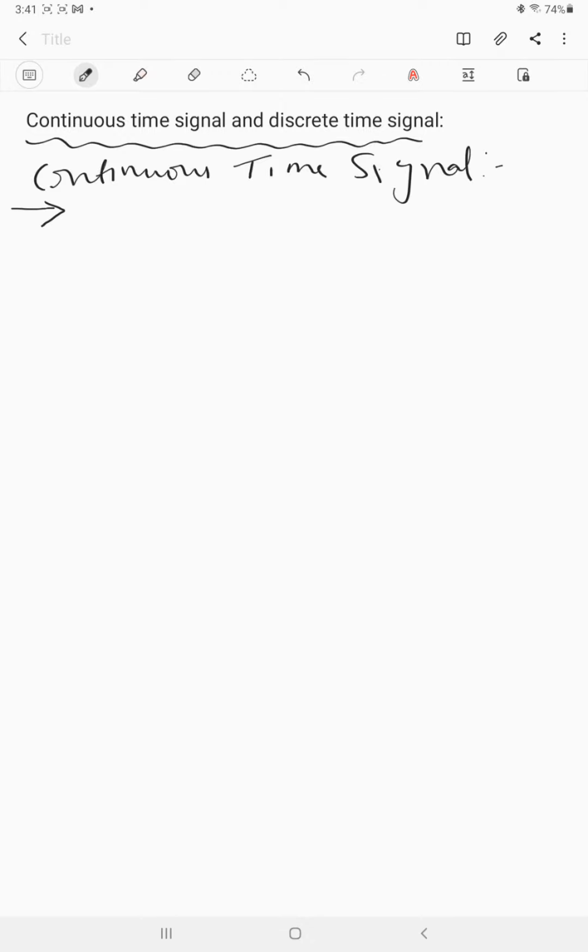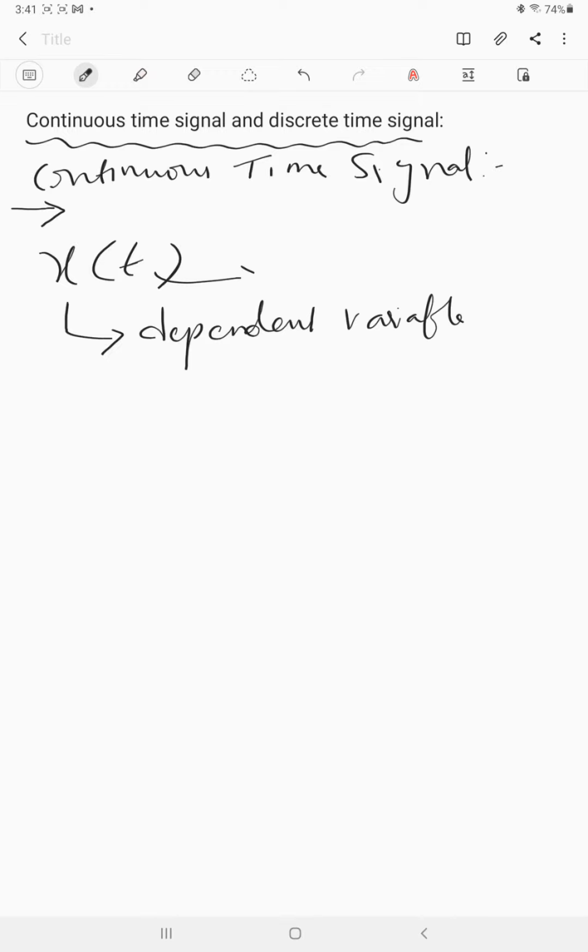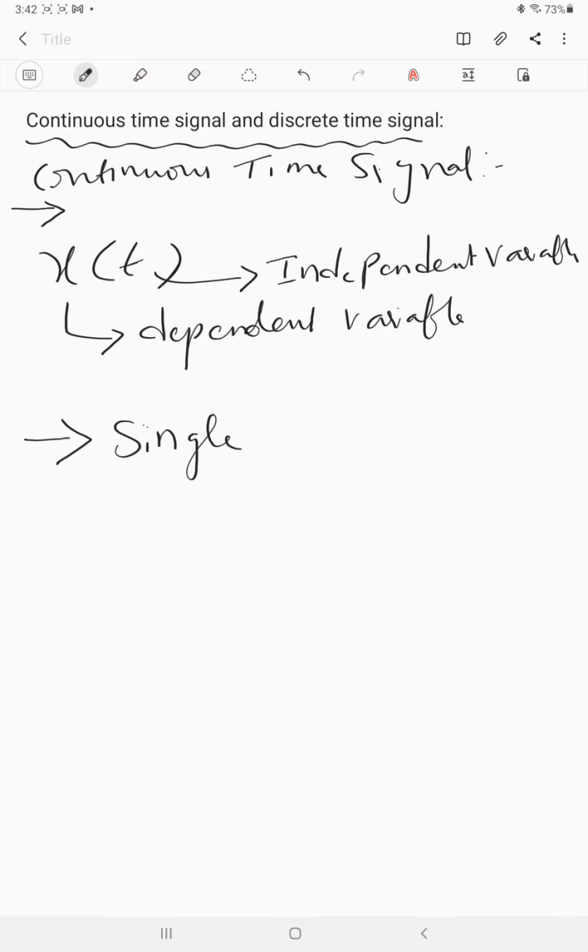If the signal is defined for all the values of t, such type of signal is called a continuous time signal. It can be represented as x of t, where x is a dependent variable and t is an independent variable. Here, the signal which we have represented is a single variable signal.